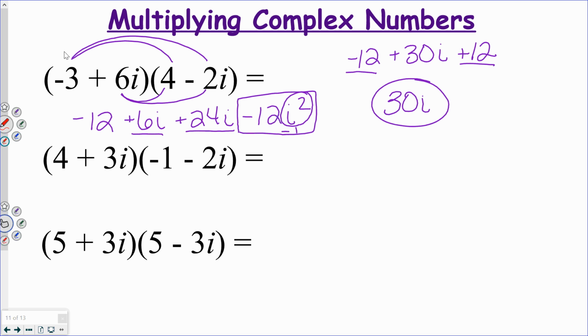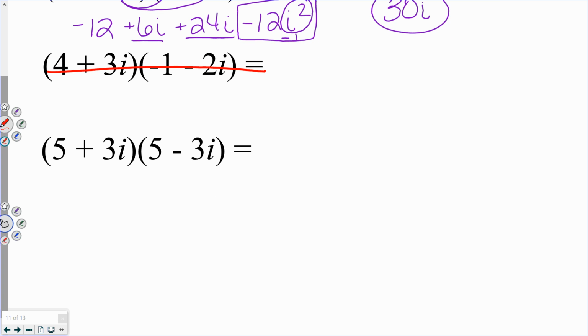We all right? We doing okay? All right. Let's look at this. Let's skip this one for now because we're out of time. Sorry if you worked ahead. All right. On this one, what do you notice about these two parts? They're the same but opposite, right? Like the numbers 5 and 3i, 5 and 3i, one's a plus, one's a minus.